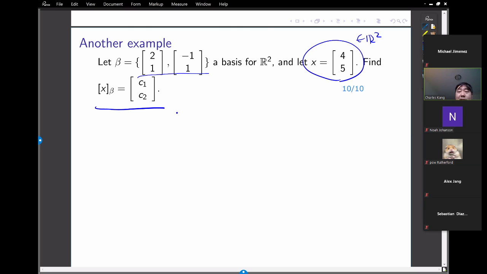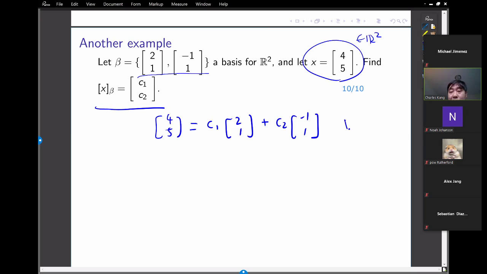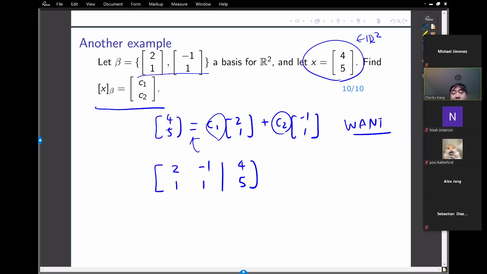So basically, what that means is I want to be able to write 4, 5 as c1 (2, 1) plus c2 (-1, 1), right? Correct? This is what I want. And I want those c1 and c2 which will satisfy that. So again, all you have to do is consider this augmented matrix.